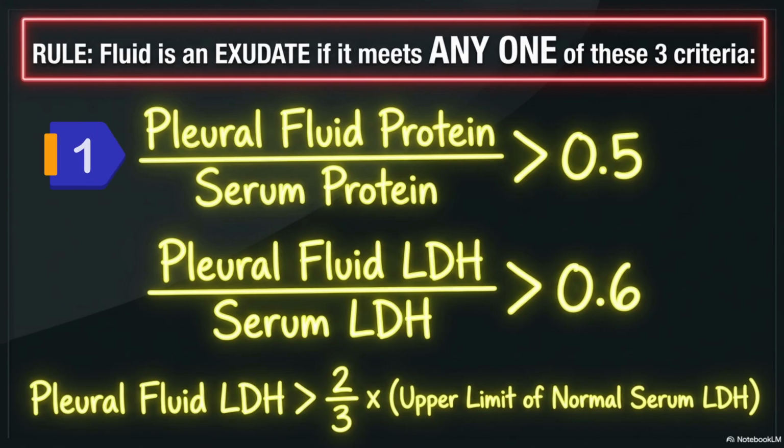Number 1, the ratio of pleural fluid protein to serum protein is greater than 0.5. Number 2, the ratio of pleural fluid LDH to serum LDH is greater than 0.6. Or number 3, the absolute pleural fluid LDH is strictly greater than 2/3 of the upper limit of normal for serum LDH. If even a single one of these equations is met, you are dealing with an exudate.